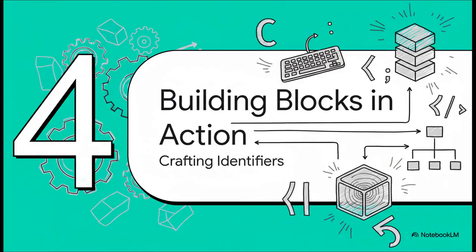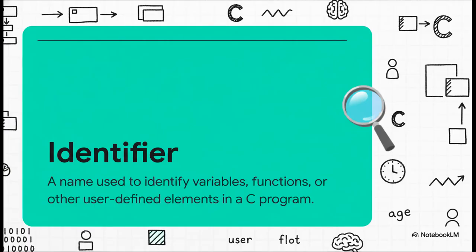Let's see how this works in the real world. We're going to use our C alphabet to create some valid identifiers, which are just the names we give to things like the variables that hold data in our programs. So an identifier is just a name. It's that simple. Let's say you want to store someone's age in your program. You might create a variable and call it user age. That name, user age, is the identifier. It's like a label on a box in the computer's memory, so you can find that data easily. But you can't just name them anything you want.